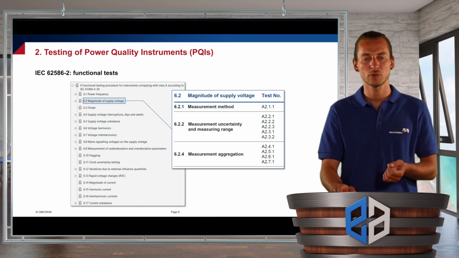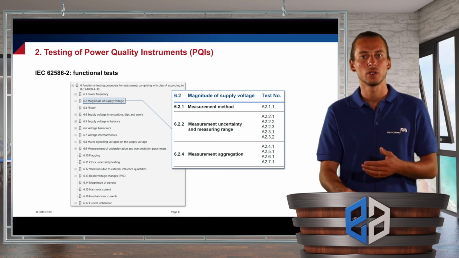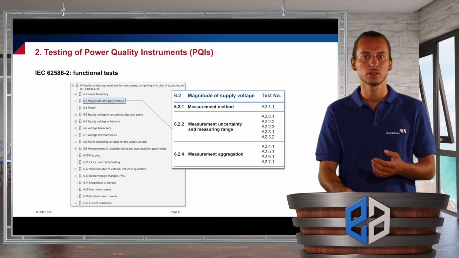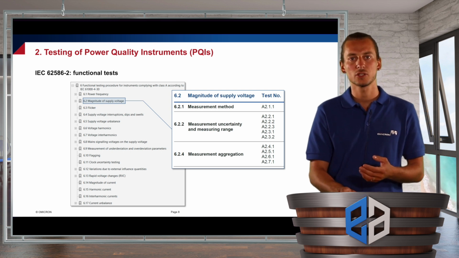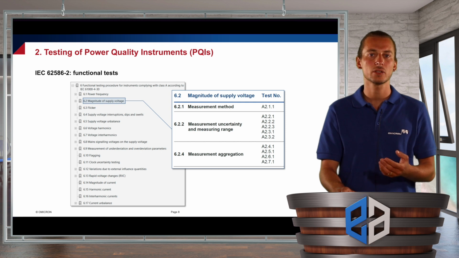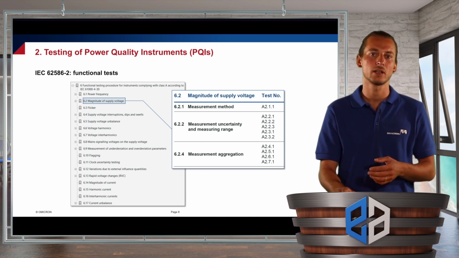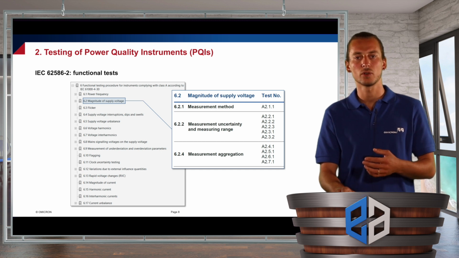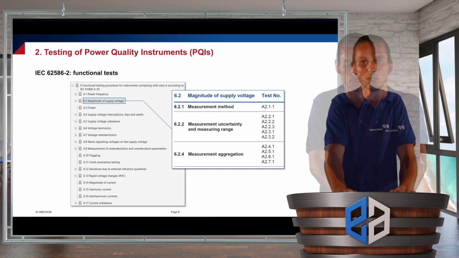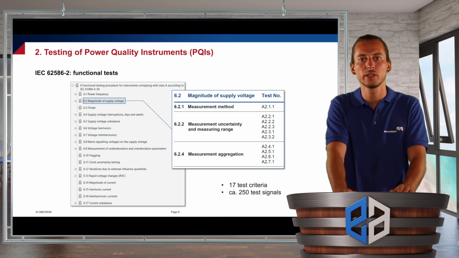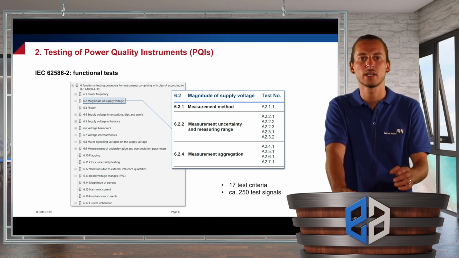The first subchapter is checking several measurement methods. The second subchapter is checking the measurement uncertainty over the full measuring range. And then in the third subchapter there are several tests for the aggregation of measurements. All in all, there are 17 test criteria and more than 250 test signals.